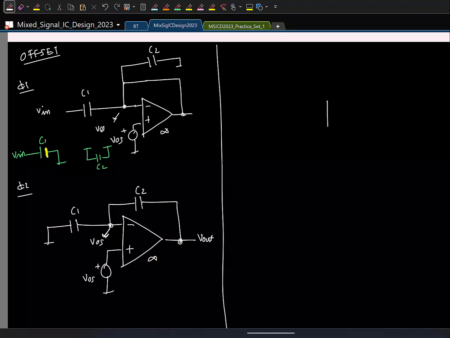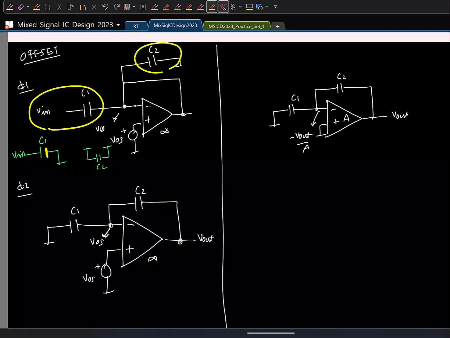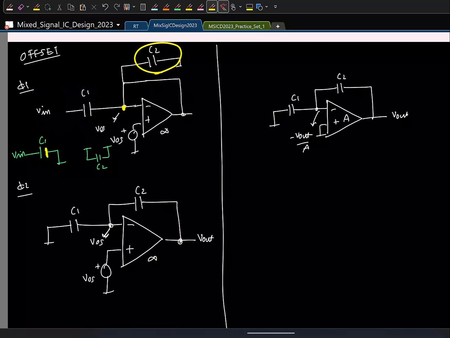So basically, if I normally do this, C1, C2, this is V out. What will be this voltage if this has a gain of A? Minus V out by A. So we'll try to use the same principle, right? So here we are sampling the input capacitor and discharging the output capacitor C2 with respect to the virtual ground error voltage. So here the error voltage is this guy. So what should we do?